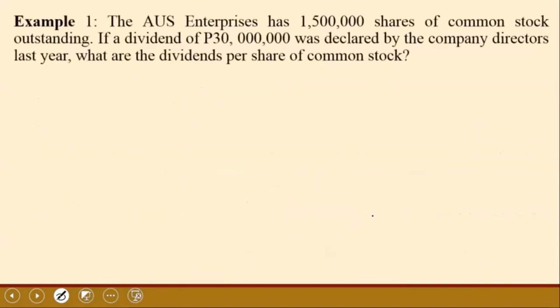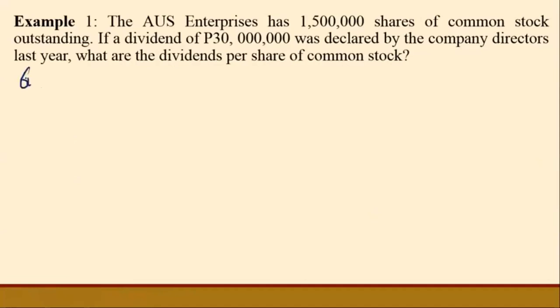Now, let us have an example for the dividends on preferred and common stock. Example. The AUS Enterprises has 1,500,000 shares of common stock outstanding. So if a dividend of 30 million pesos was declared by the company directors last year, what are the dividends per share of common stock? Okay? So because the company has no preferred stock, the common shareholders will receive the entire dividend.